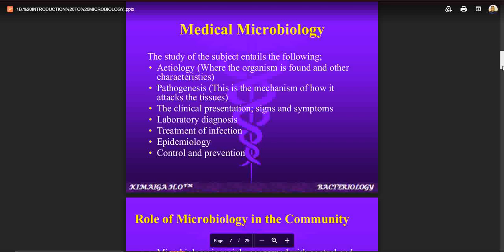Laboratory diagnosis comes in later on, which is microbiology. After talking about etiology, pathogenesis, clinical presentations, and the basics of the signs and symptoms of those diseases, we check on the laboratory diagnosis. How can we now evaluate this organism from the lab, give out indications, and also use this diagnosis to evaluate whether it is malaria, amebiosis, giardiasis, or whatever. So that is laboratory diagnosis.